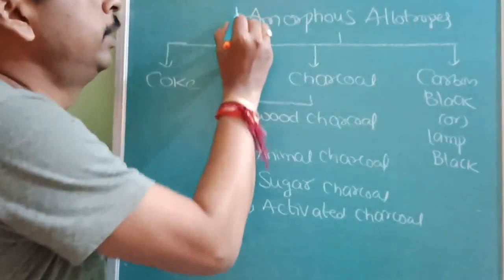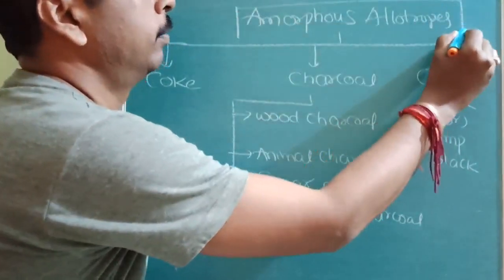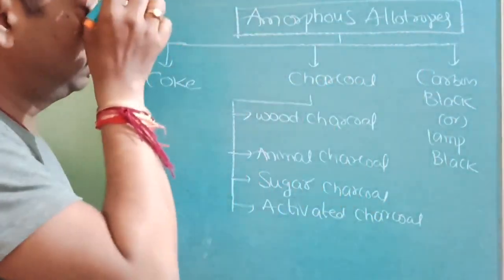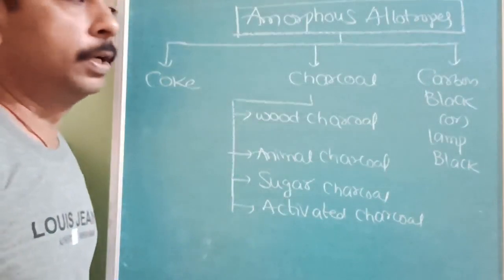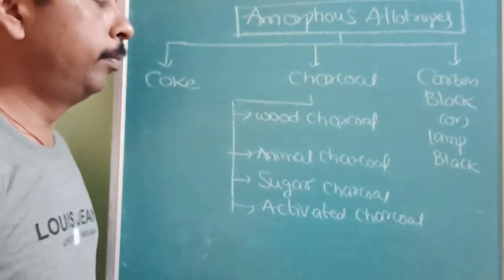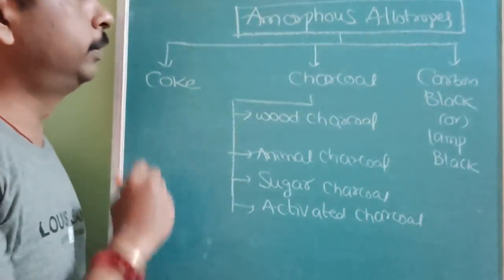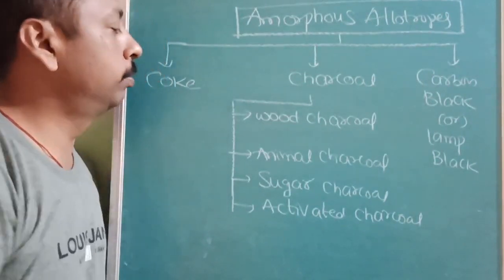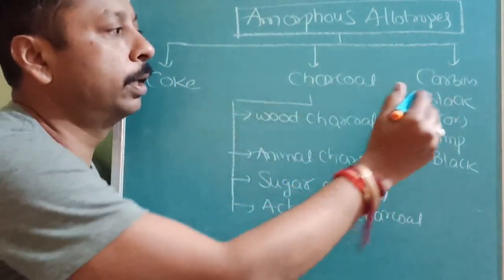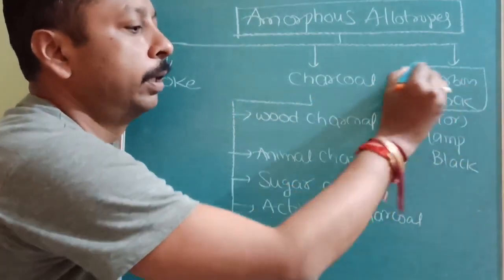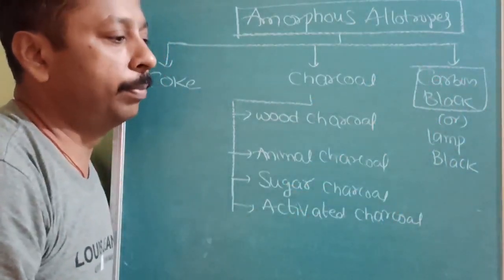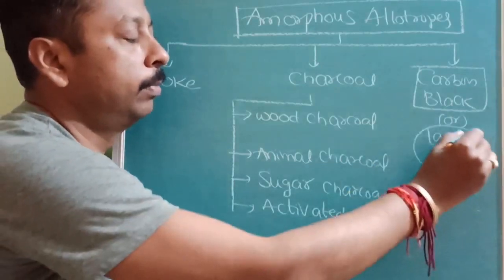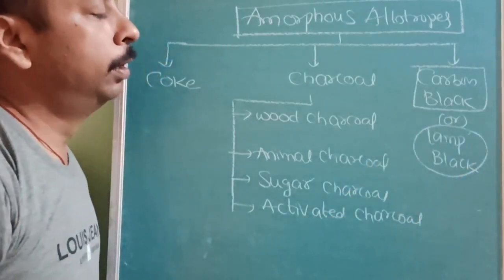As we have studied the crystalline allotropes of carbon, now we move to the amorphous allotropes of carbon. There are many types of allotropes, out of which the main three are coke, charcoal and carbon black. Carbon black is also called lamp black. Lamp black and carbon black are the two important allotropes.